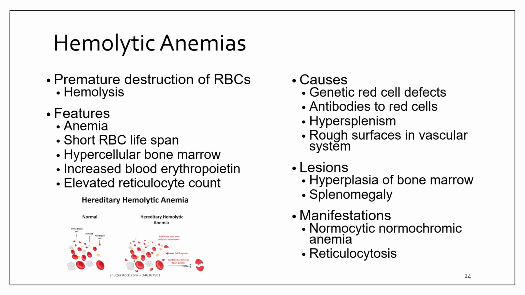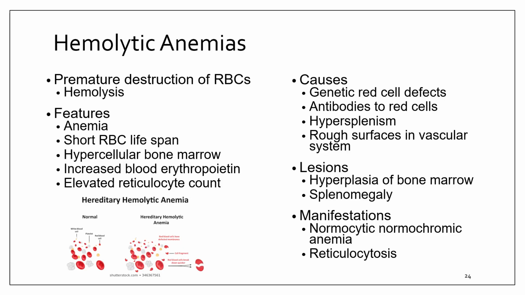Number three, hypersplenism. The spleen acts as a quality control organ. If red blood cells are even slightly abnormal, they get trapped, inspected, and destroyed. So an overactive spleen equals increased hemolysis.